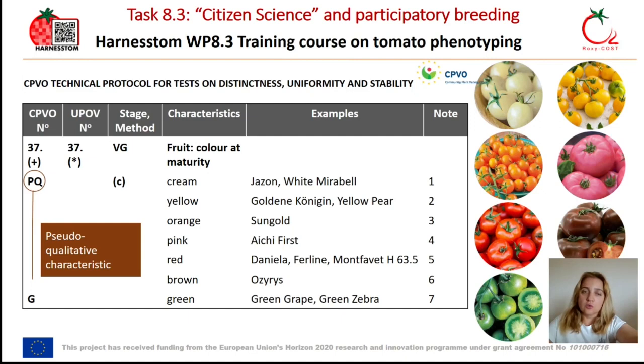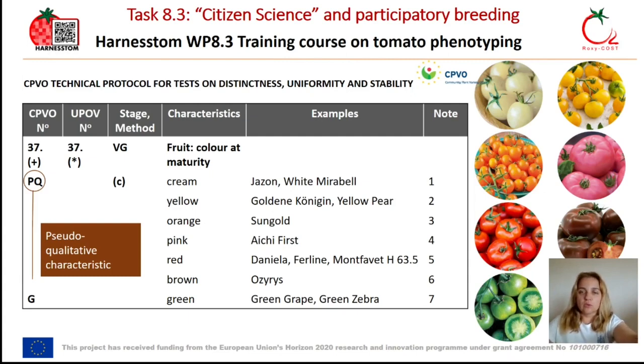The research also shows that tomato color relates to tomato flavor. In the CPVO technical protocol, the trait number is 37. It is an asterisk trait, which means that it has to be examined and included in the variety description. It has to be assessed at full maturity state of the fruits because when unripe, all tomatoes are green. The recommended method of observation is visual assessment by a single observation of a group of plants.